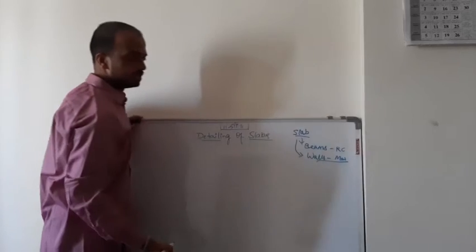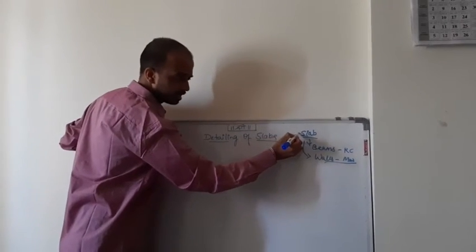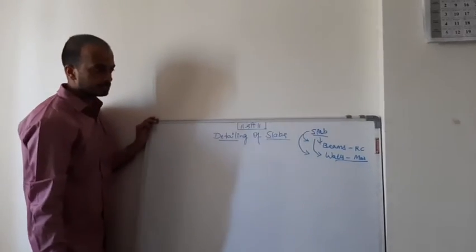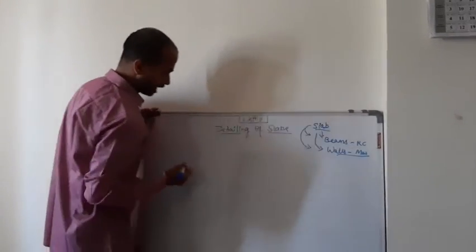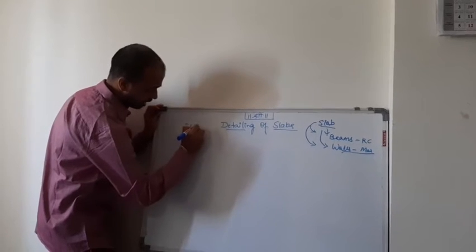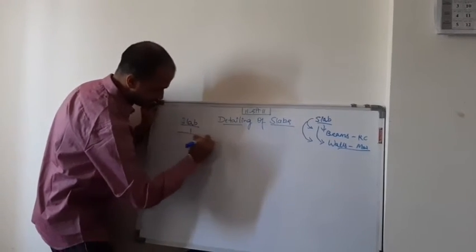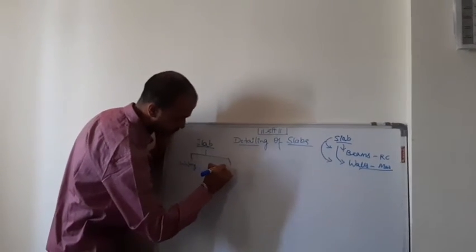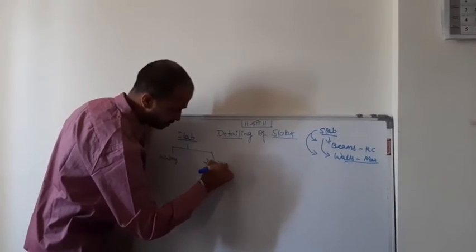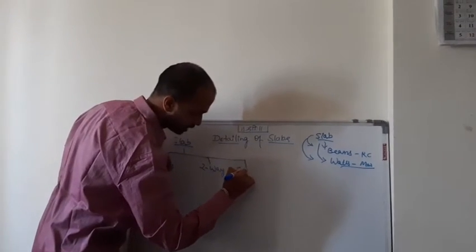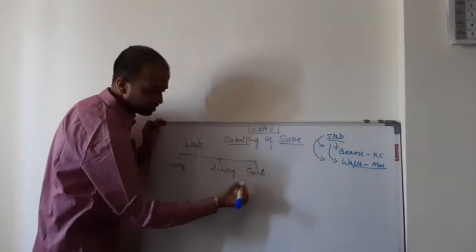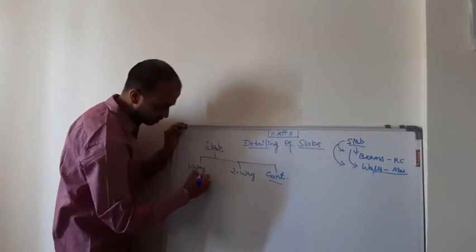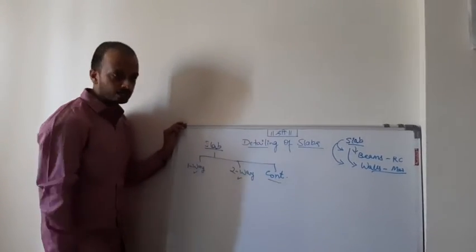Okay, so we need to understand in what way the slabs will transfer the load to the beams or to the walls based on the type of the structure. Okay, so there are basically two types of slabs. Slabs are of two types: one-way slab and two-way slab. The third one is continuous slab. So this we shall not concentrate for time being. We shall skip this and we shall understand what is the difference between one-way slab and two-way slab.